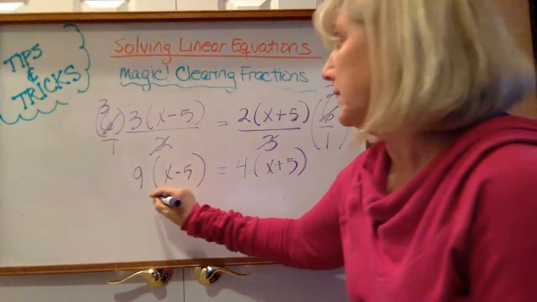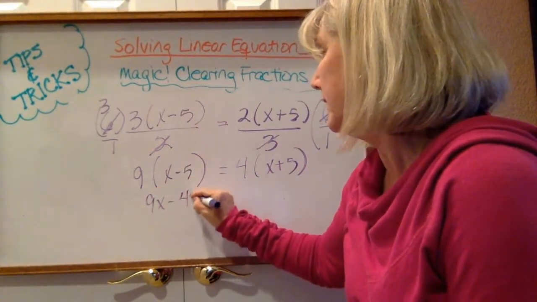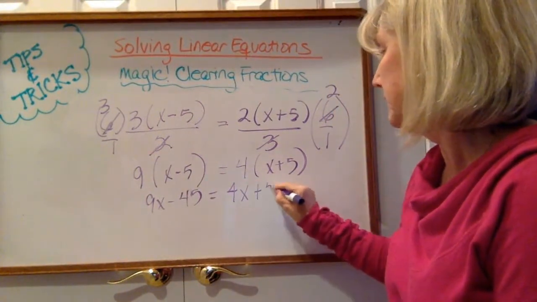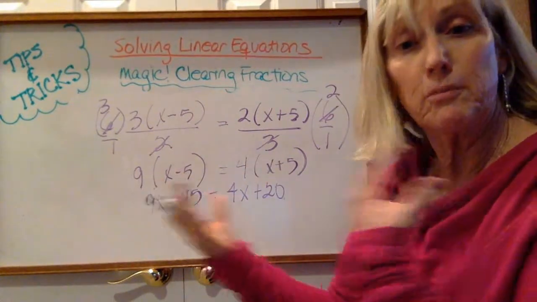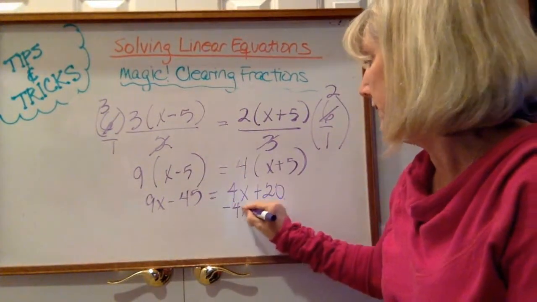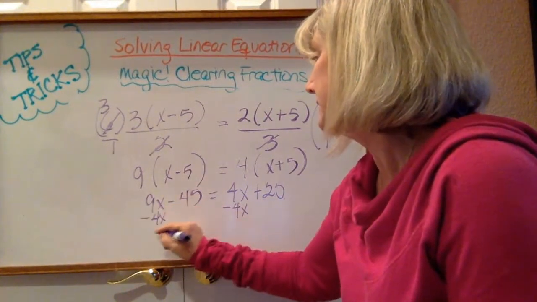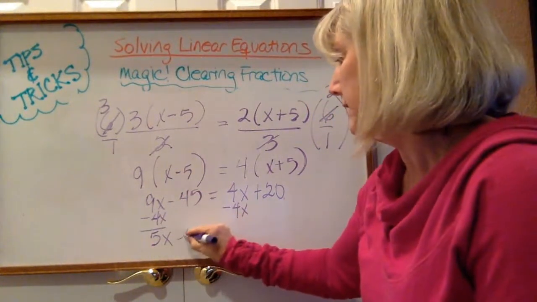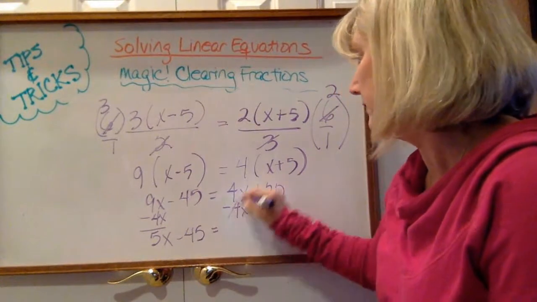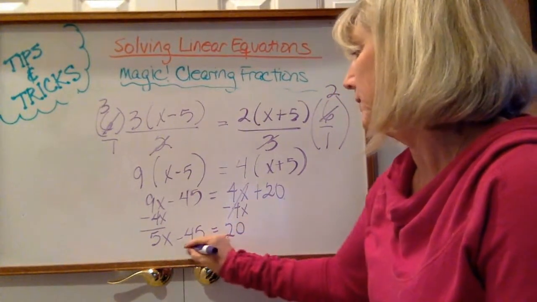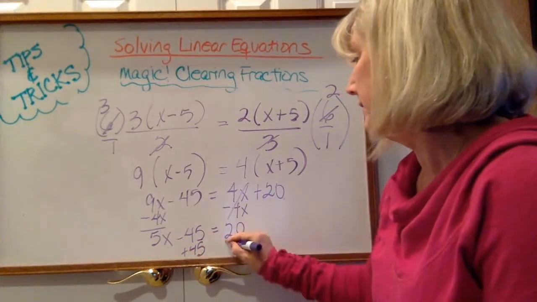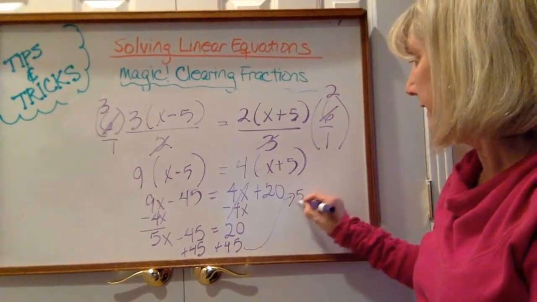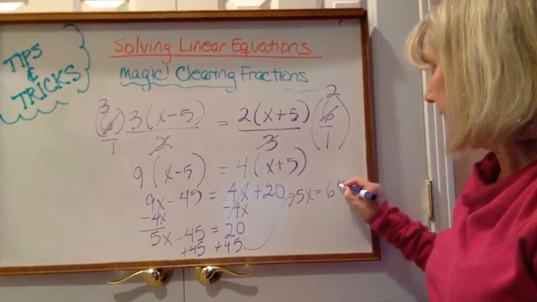So now we do the distributing. So we have 9x minus 45, because we have to make sure we get both terms, equals 4x plus 20. Again, we move the smaller variable, which is minus 4x, minus 4x. So this is going to be 5x, and always write the whole sentence down, minus 45 equals, and these go away, 20. We're going to add 45, plus 45. So we get 5x equals 65.